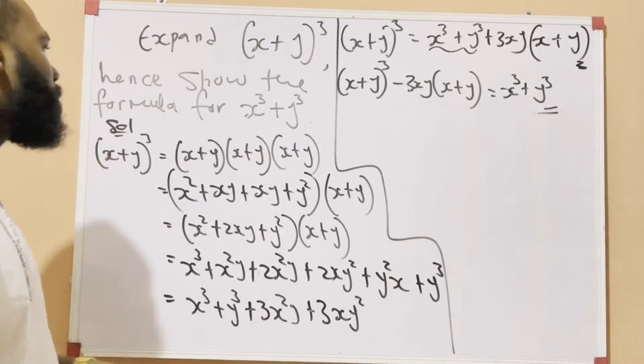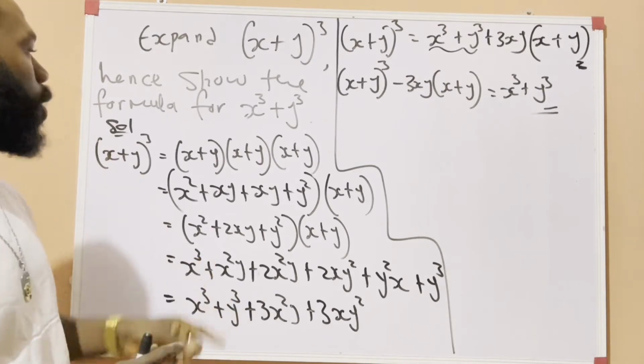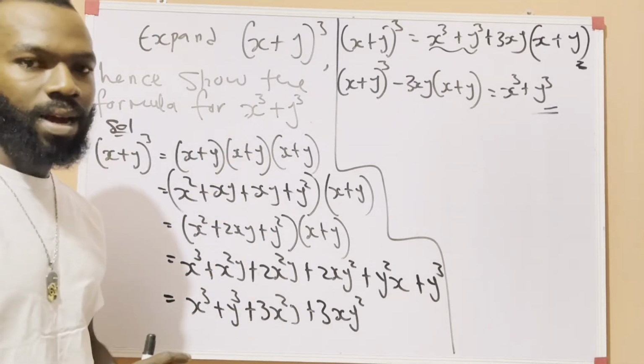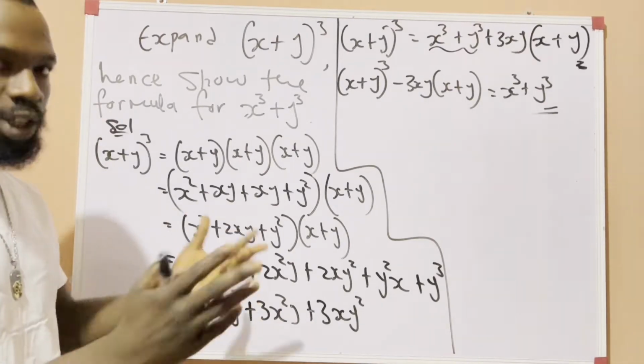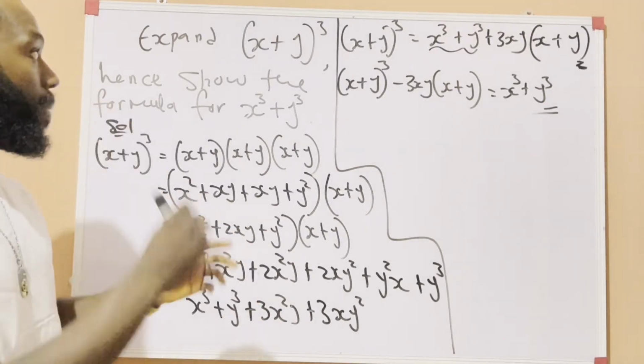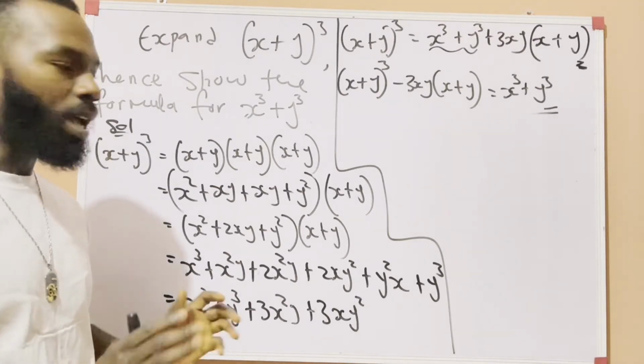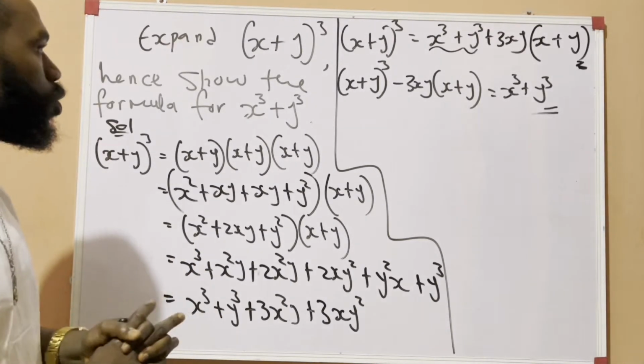Now another method, which is a quicker method for also expanding this, is using Pascal triangle. I think this is faster and shorter. And how can you apply Pascal triangle in expanding (x + y) all raised to the power of 3? Now, I will show you right about now.